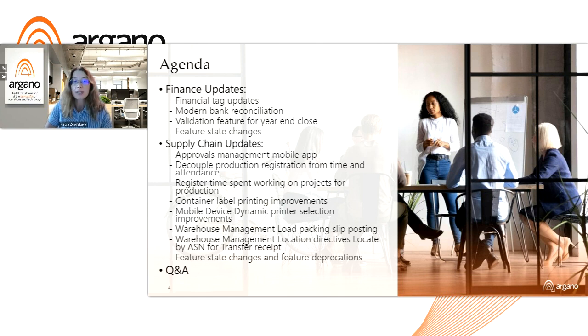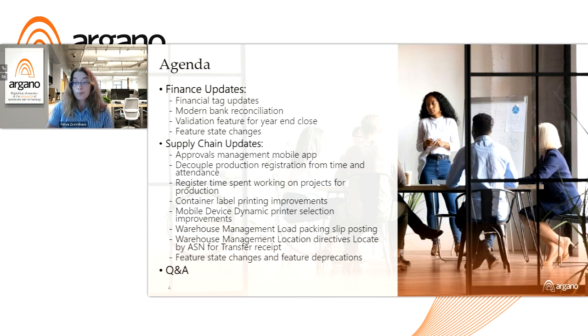And there are quite a bit of topics in the supply chain updates. We'll discuss approval management mobile app, decouple production registration from time and attendance, register time spent working on projects for production, container label printing improvements, mobile device dynamic printer selection improvements, couple of things related to warehouse management, such as load packing slip posting and location directive, feature states and changes related to supply chain updates as well. After we're done, we will move on to the Q&A.